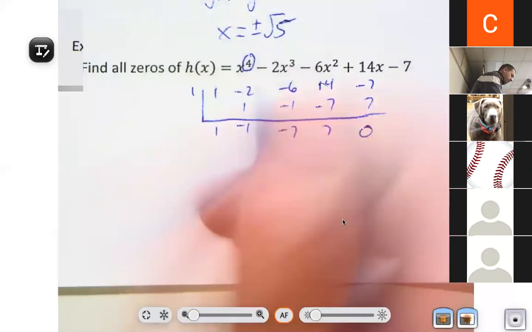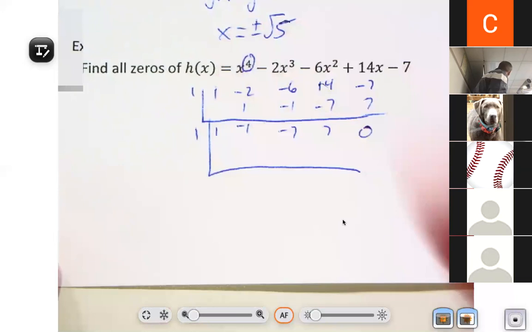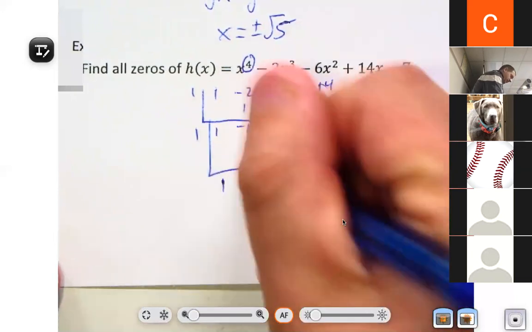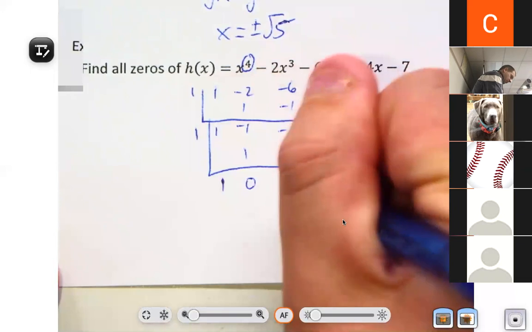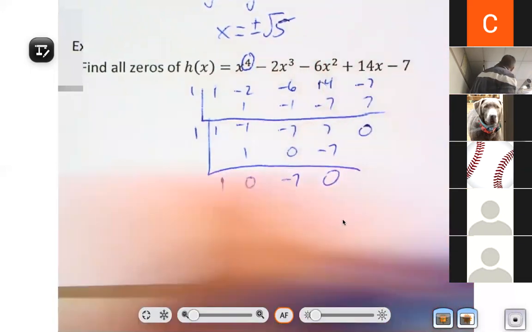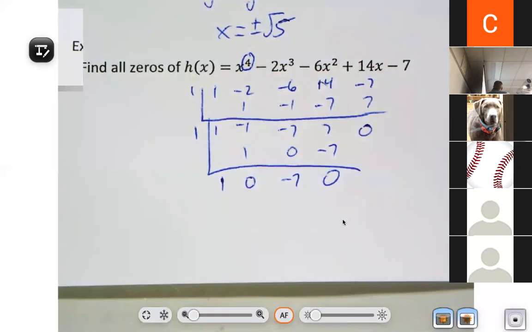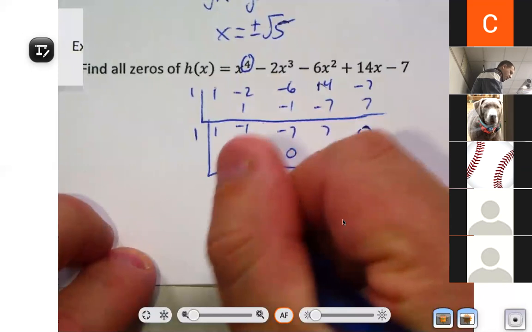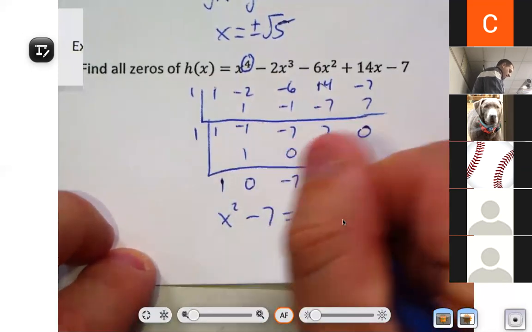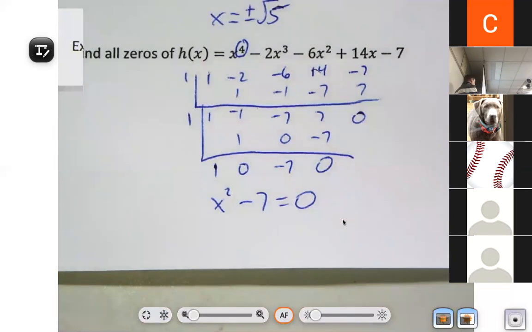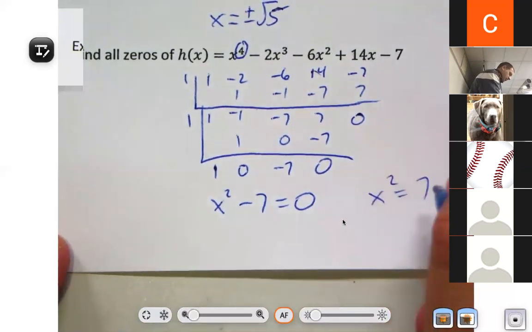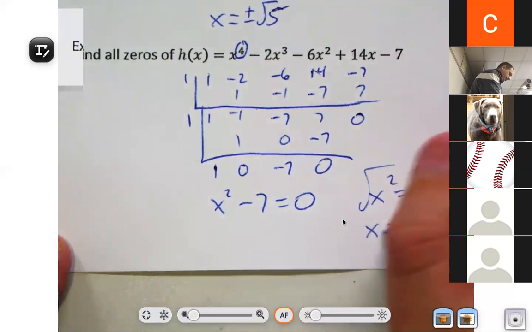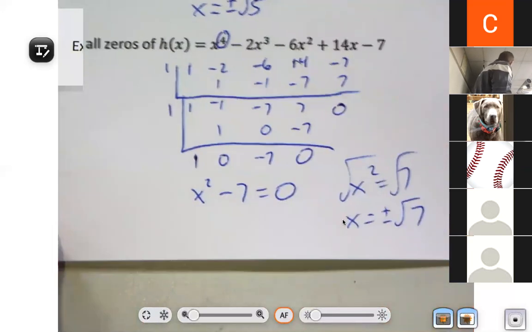So we're going to use 1 again to get this down to our quadratic. So we chopped it down, we divided again. This is now a quadratic, x squared minus 7. We're going to set that equal to 0, and we're going to solve this to get those other answers that were some irrational number. So add 7, square root. We get plus or minus square root of 7.